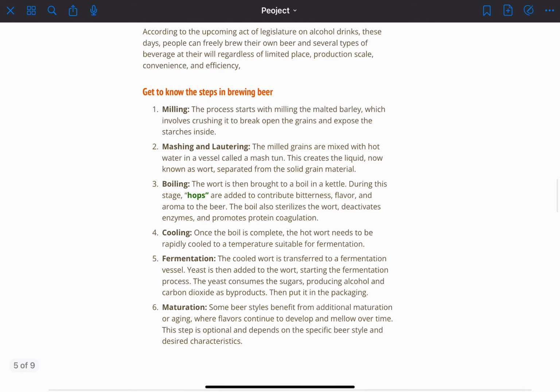Third is boiling. The wort from the previous step is then brought to a boil in a kettle. During this stage, hops, particular plants widely used to brew beer, are added to contribute bitterness, flavor, and aroma to the beer. Boiling also sterilizes the wort, deactivates the enzymes, and promotes protein coagulation.